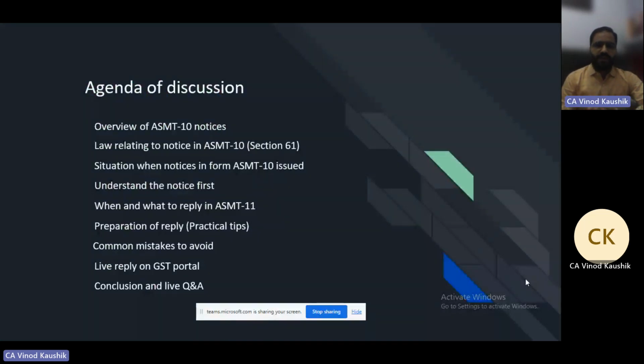take a tour of some of the notices or the situations wherein ASMT 10 can be issued. The technical aspect of understanding the notice first before making any kind of reply to the authorities, when and what to reply in ASMT 11, preparation of reply. I'm going to give you some practical and important tips, common mistakes which can be avoided while replying to the notices, and show you how the reply can be made, and then we will have some question and answers.